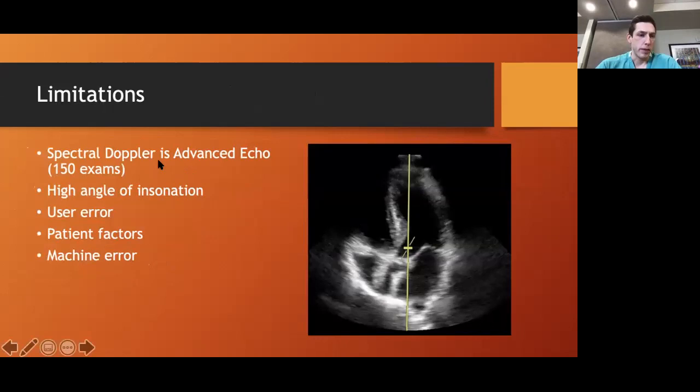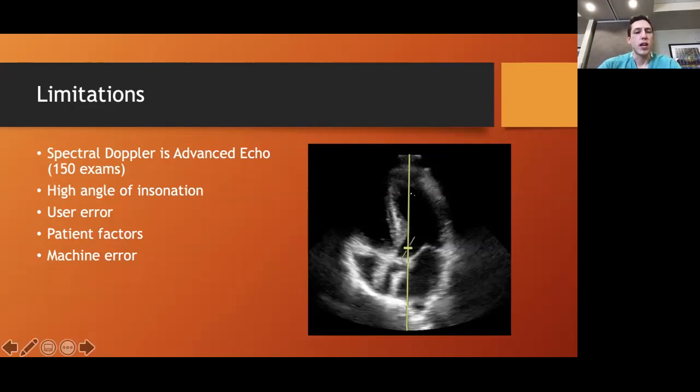There are also some limitations. First of all, spectral Doppler is technically an advanced echo exam, and most credentialing bodies would recommend having performed about 150 of these to gain proficiency. In addition, the angle of insonation can lead to an underestimation of the VTI. So in this diagram, the blood is flowing this direction across the LVOT, but the angle of the probe beam is coming in not directly parallel to the blood flow.